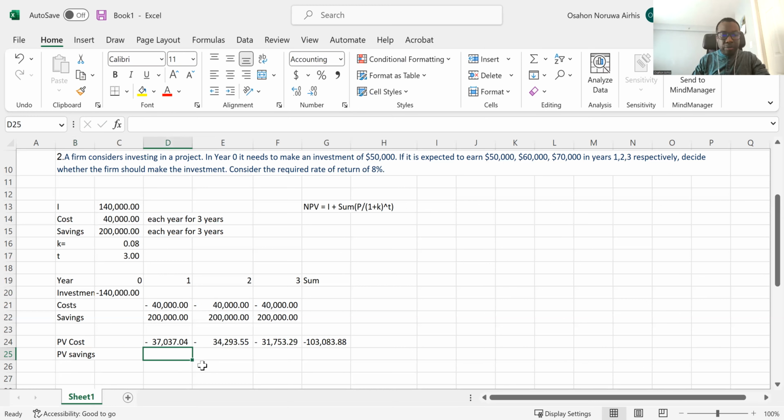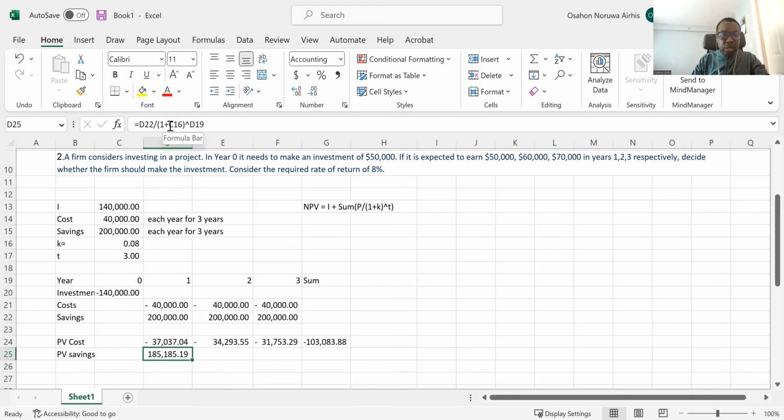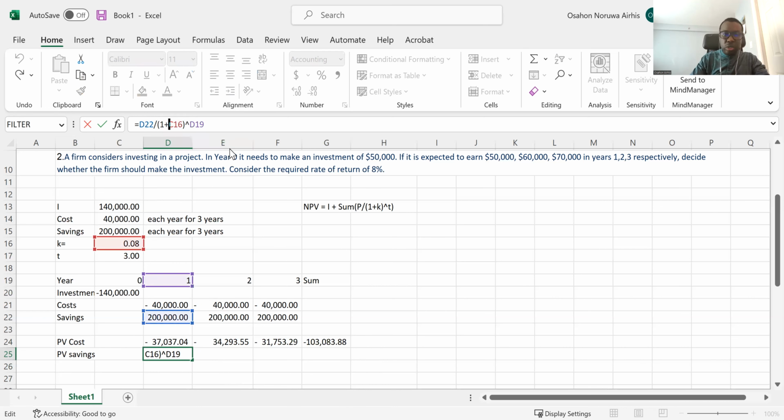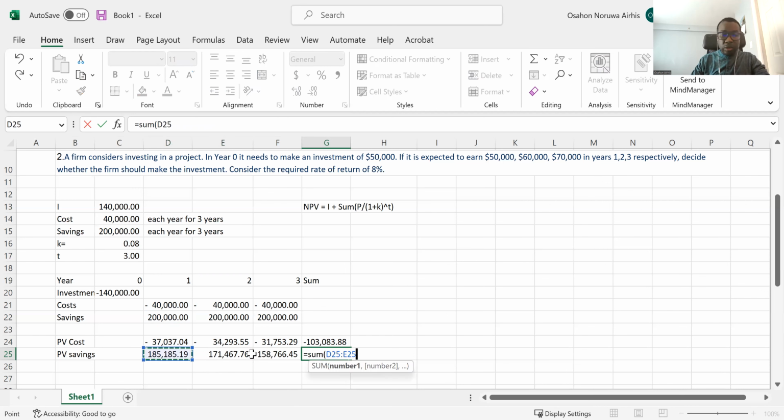So this will be 200,000 divided by 1 plus 0.8, raised to power 1. Enter. So again, the only thing not changing is our rate of return, so we'll fix that. And then we'll drag this. For the 3 years, the sum of that will be this 3 item.